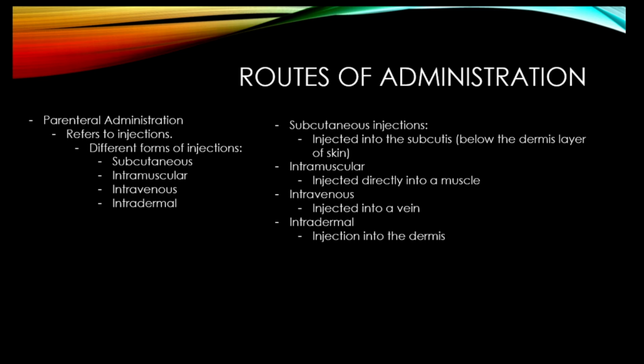Alright, next we're going to be talking about parenteral administration. This is going to refer to injections. And there are many types of injections, but the main ones that you need to focus on for pharmacy or hospital as a technician are subcutaneous, intramuscular, intravenous, and then intradermal. So subcutaneous just basically means it's injected into the subcutis, which is below the epidermis and the dermis layer of the skin. Intramuscular is injected directly into a muscle. Intravenous is injected into a vein through an IV. And intradermal just means it's injected into the dermis, so it's slightly higher than the subcutaneous injection.